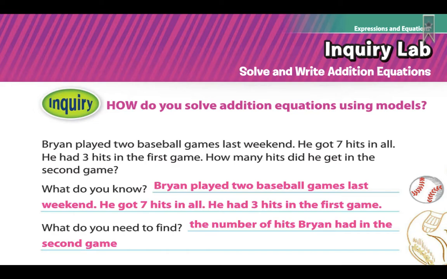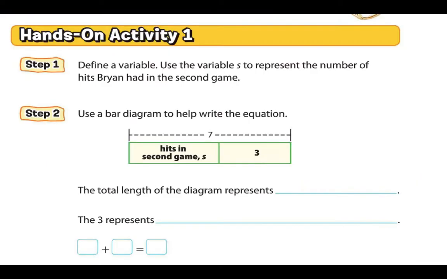So we know that Brian played 2 baseball games last weekend. We know that he got 7 hits in all, and we know that he had 3 hits in the first game. And what do we need to find? We need to find the number of hits Brian had in the second game.